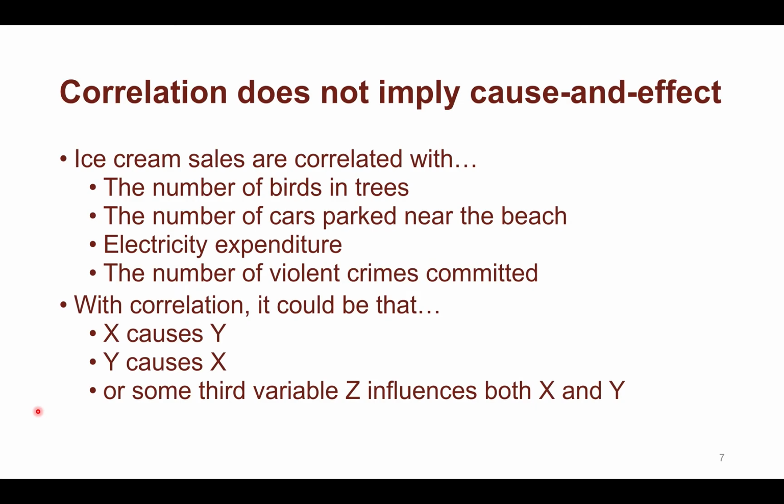So with correlation, it could be that X causes Y, it could be that Y causes X, or it could be that some third variable Z, in this case the weather, the temperature, the season, influences both, for example, ice cream sales and the number of violent crimes committed, which are obviously not directly related to each other.